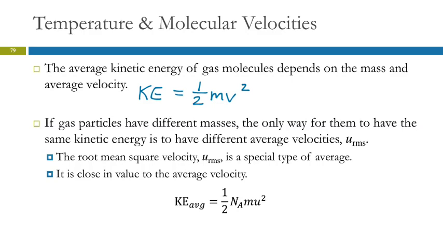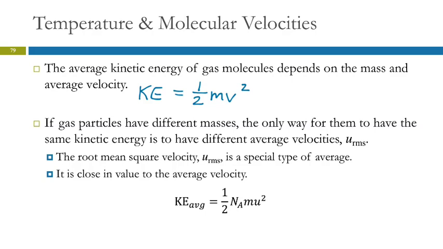So if we've got particles of different sizes, if the masses are different, but the average kinetic energy is the same, the thing that must be different is the velocity. They must have different average velocities. URMS, that is a U, not a V. This is called the root mean square velocity. It's a special kind of average.